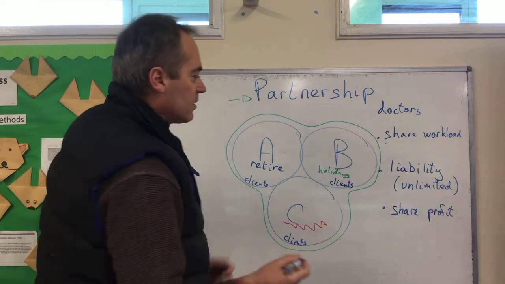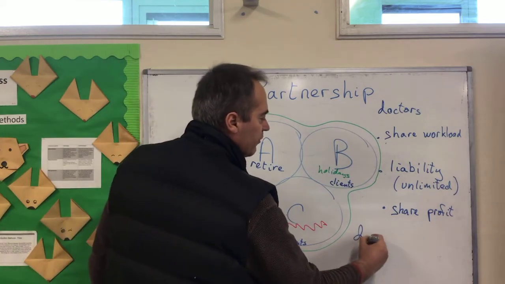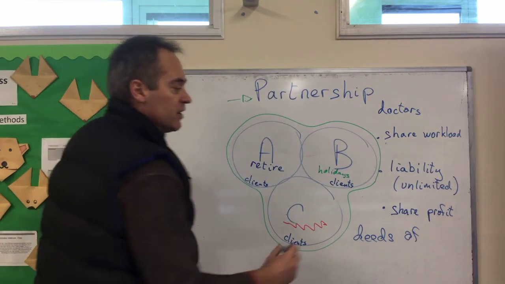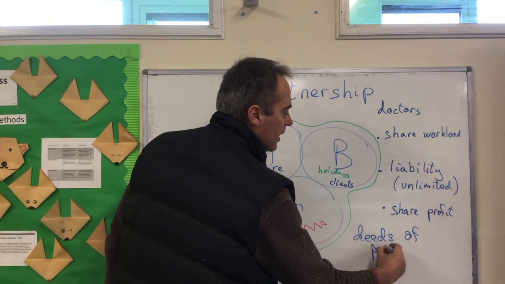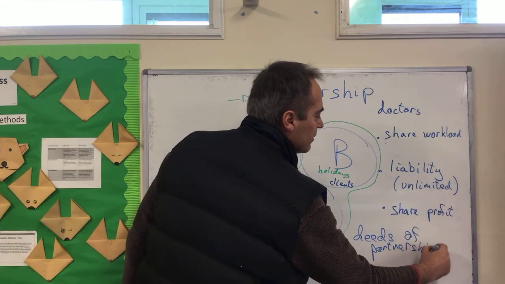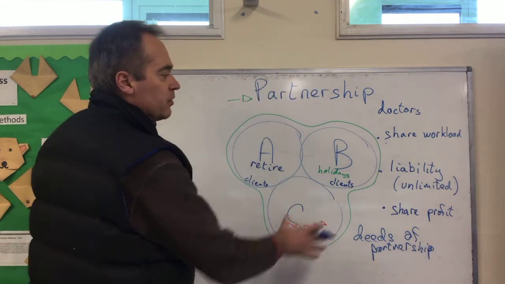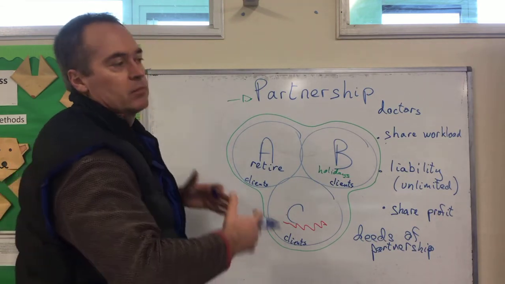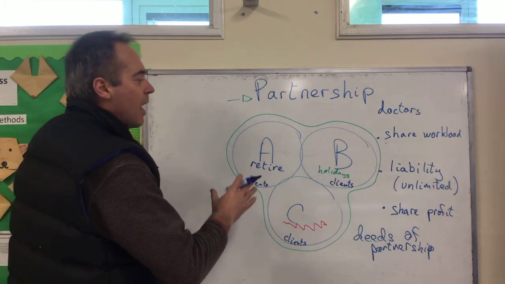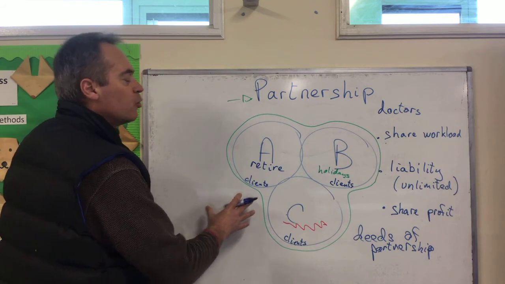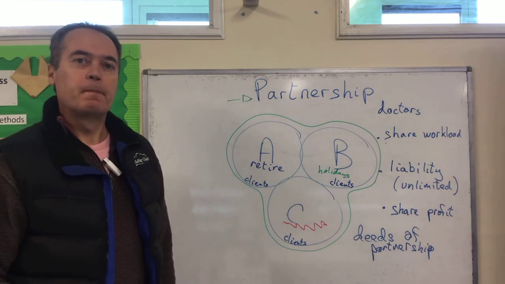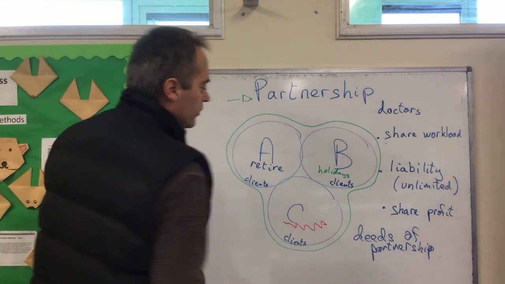Now, this is decided in the deeds of partnership. The deeds of partnership is something you must know for your GCSE because there are questions in the exam that come up quite often about this. The deeds of partnership is a document that all partners must sign up to. They decide what's in there, but typically there are certain aspects of a partnership, and one of the key aspects is what process, who decides, who gets to choose if one partner wants to retire from the business. That's going to be in the deeds of partnership.